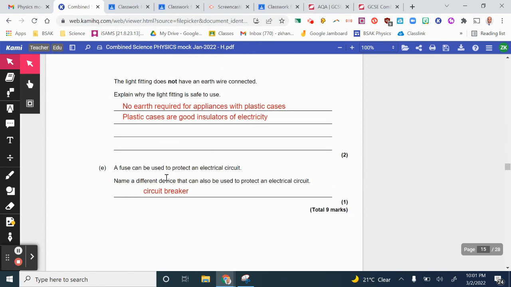Okay. So a fuse can protect a circuit, and something that does the same job as a fuse is a circuit breaker. It's an electromagnetic switch, often located in the fuse box.